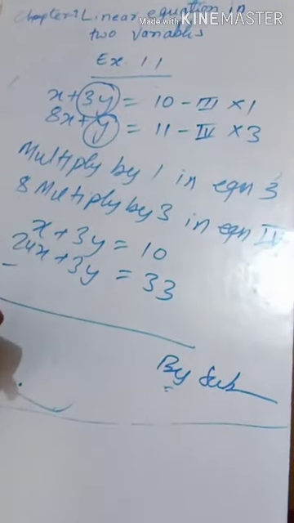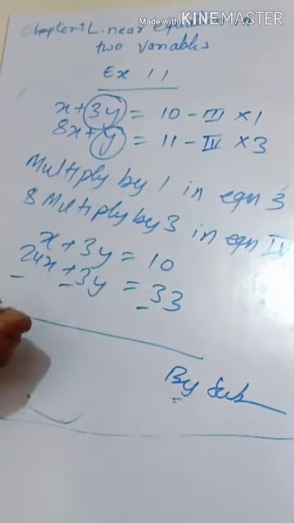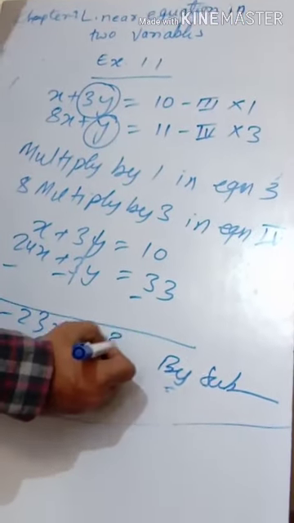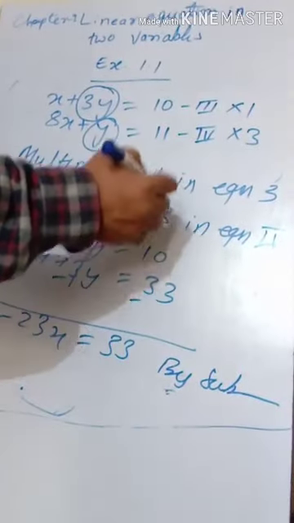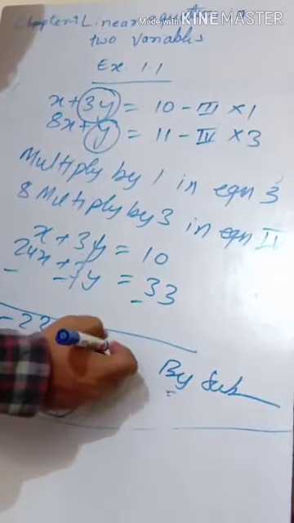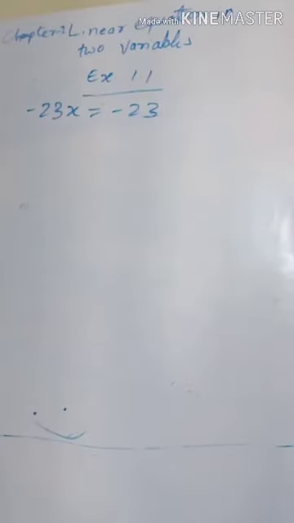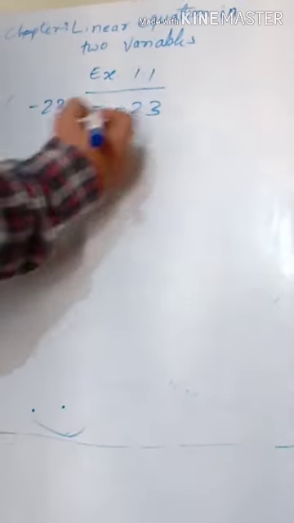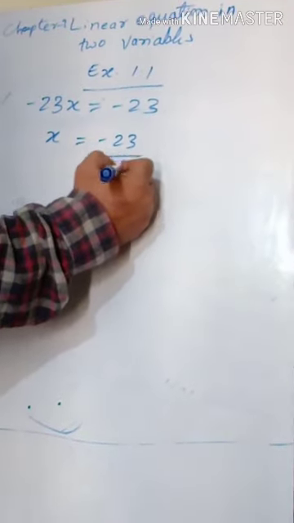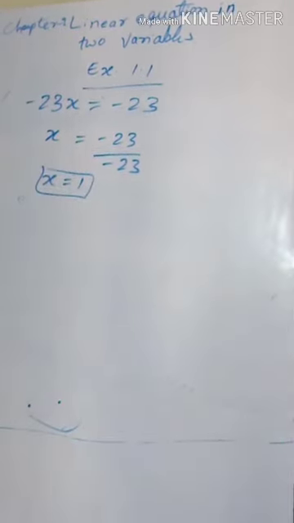Minus plus will become minus, plus will become minus. x minus 24x is minus 23x, 3y cancels, minus 33 minus 10 is minus 23. Minus 23x is equal to minus 23. Therefore, x is equal to minus 23 upon minus 23. x is equal to 1. The value of x is equal to 1.